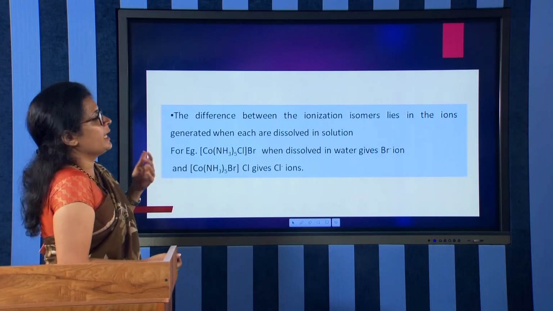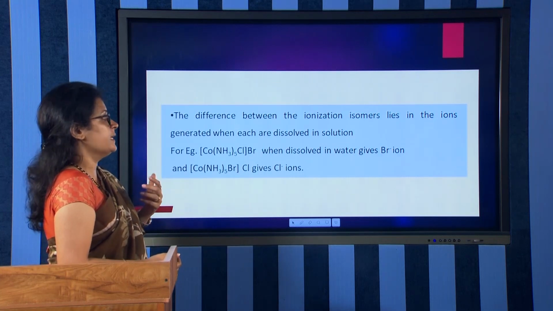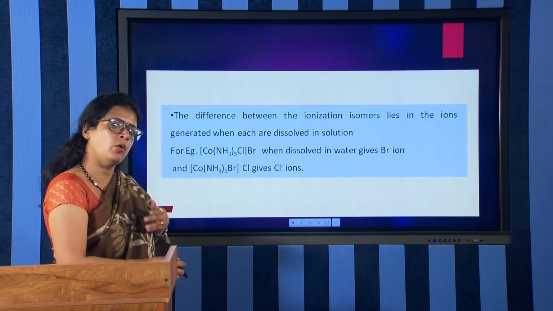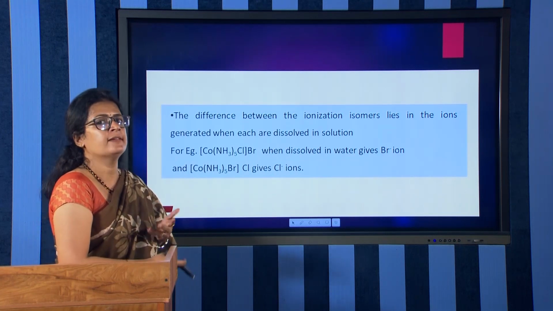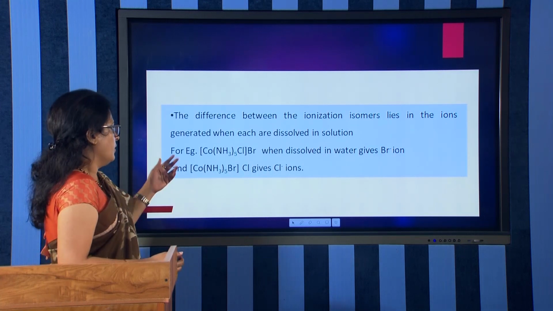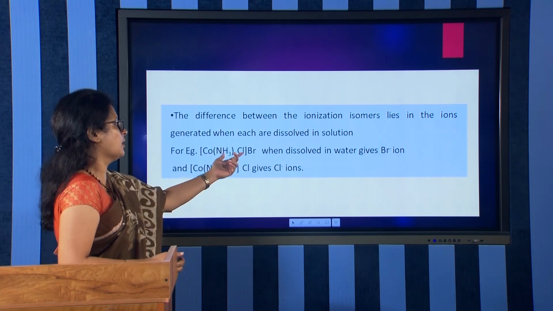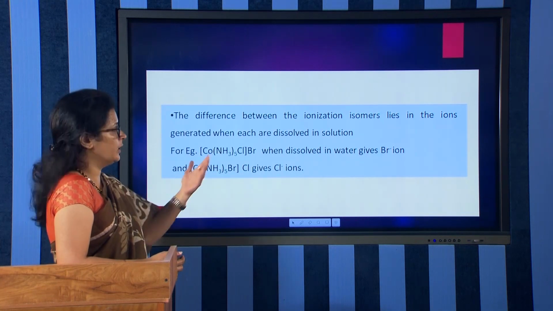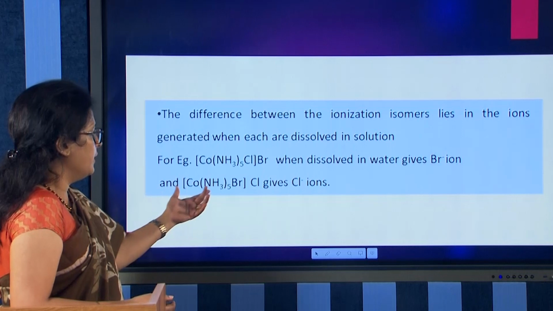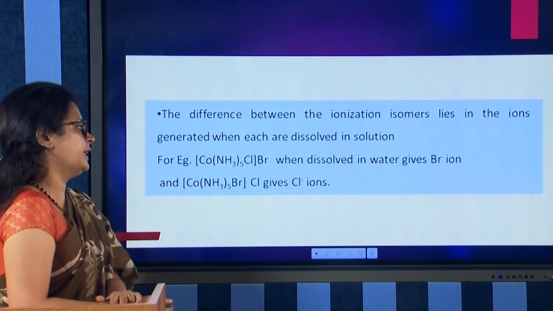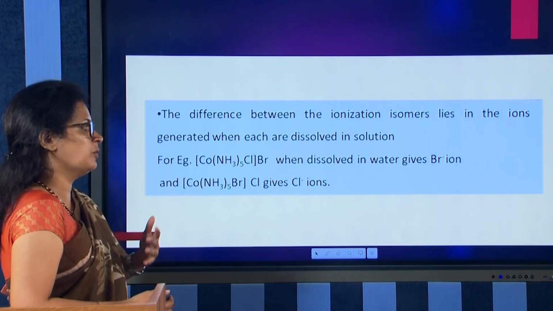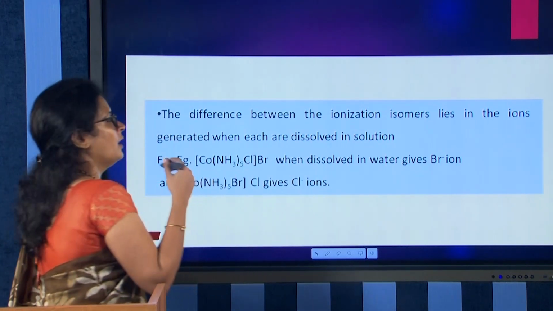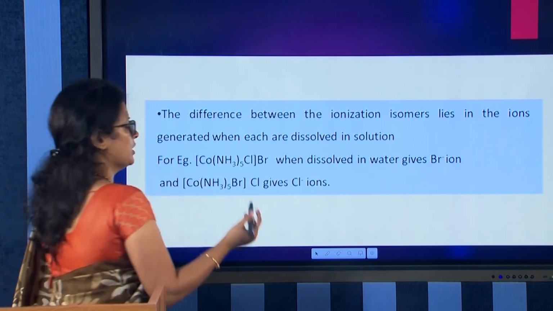The difference between the ionization isomers lies in the ions generated when each is dissolved in solution. I have already told that they will furnish different ions in solution. For example, when the complex [Co(NH3)5Cl]Br is dissolved in water, it will give bromide ion, but when the complex [Co(NH3)5Br]Cl is dissolved in water, we get chloride ions. So, the difference is in the ions furnished in solution.